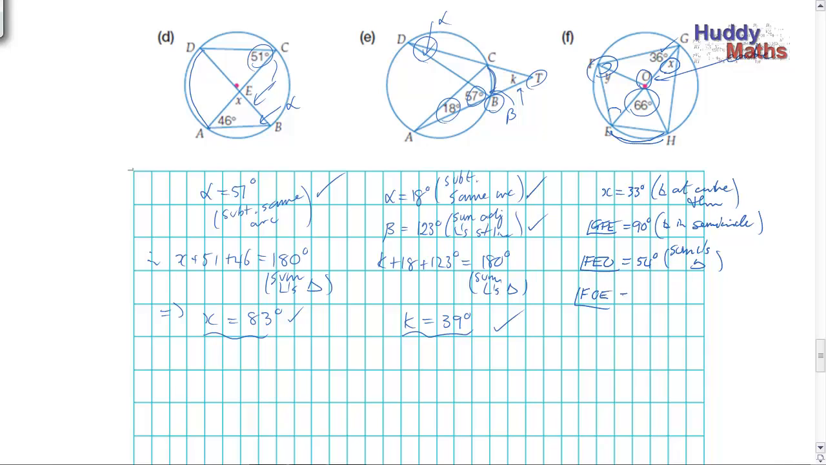FOE, let's try and get that. Now FOE is this one in here. Can we get that? I think so. It's subtended by FE, and so is the 36. So therefore, FOE will be twice 36, angle at the centre theorem. Angle at the centre theorem.